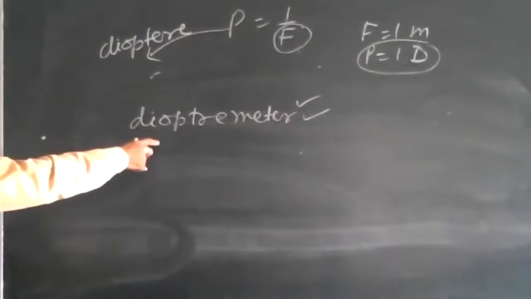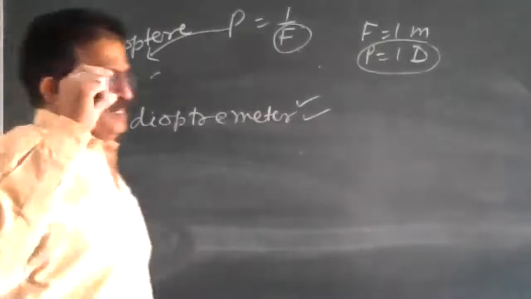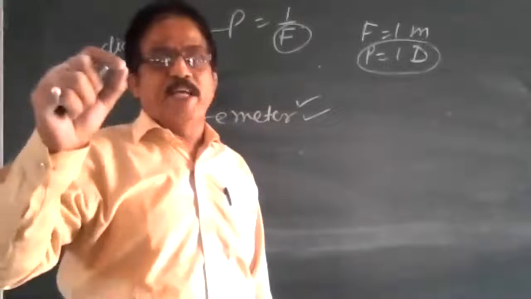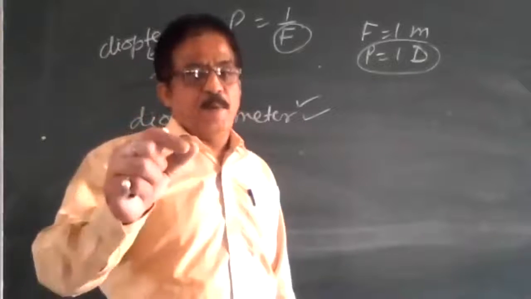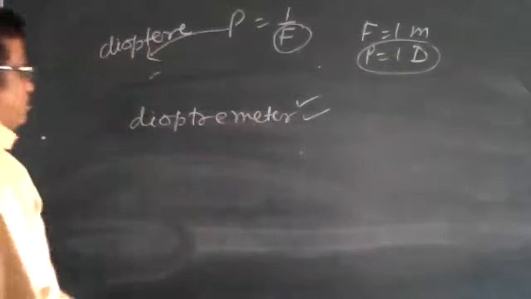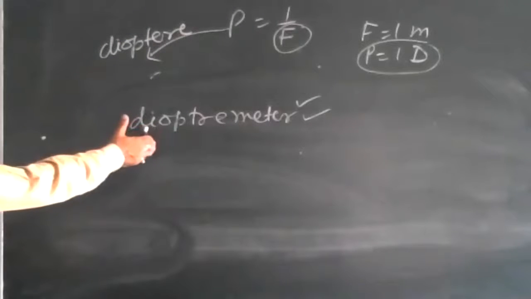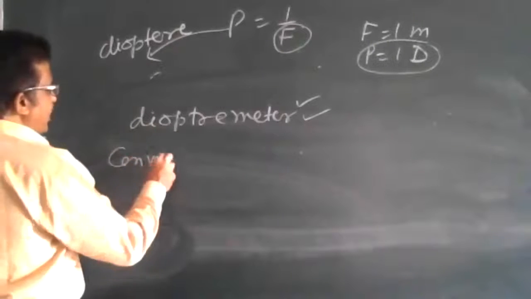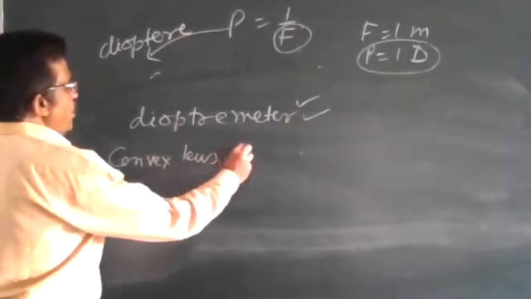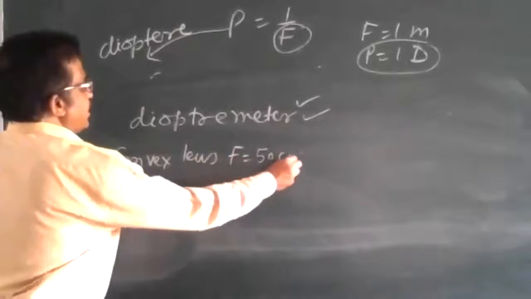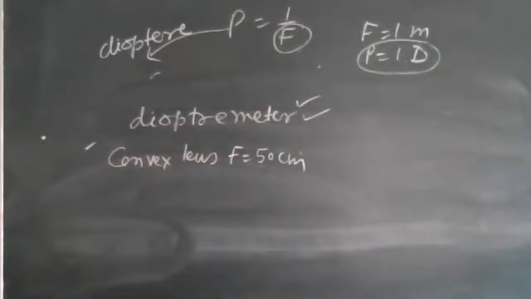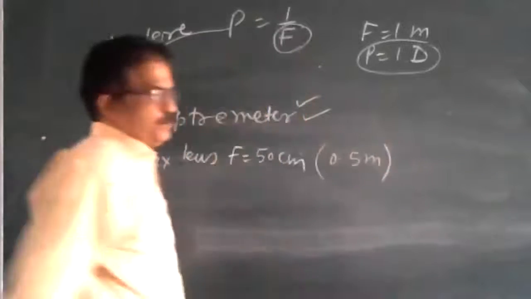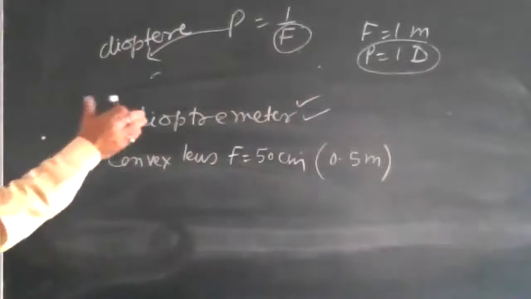So power of a lens in diopter is called the number of the lens or number of my specs. Whatever the power is, that is called its number. So power of a lens is measured by the number of the lens. For example, convex lens of focal length 50 centimeter. 50 centimeter means 0.5 meter.